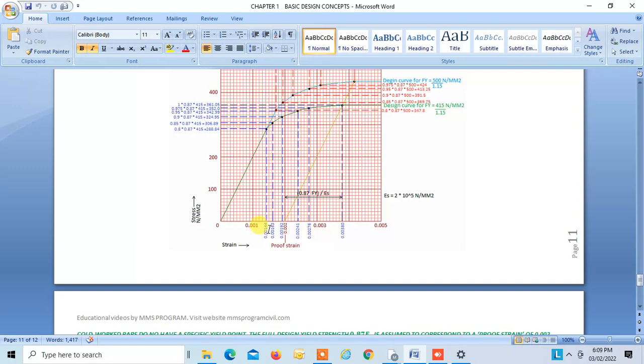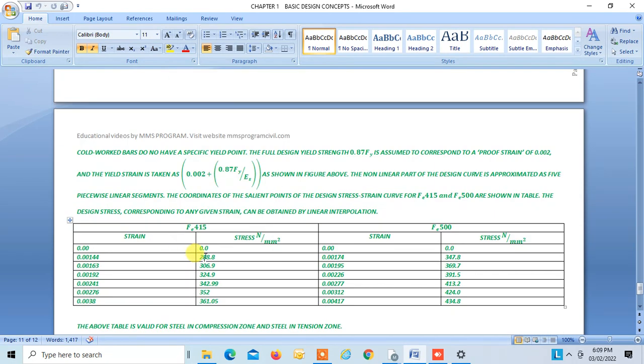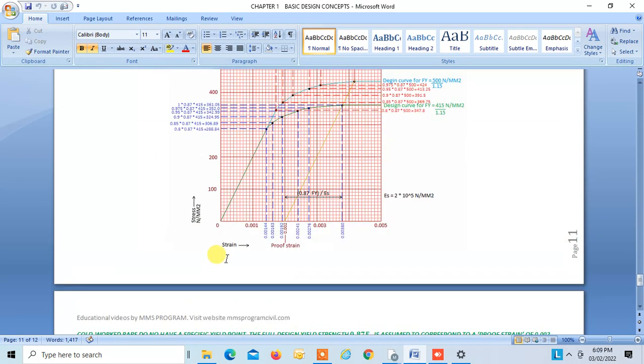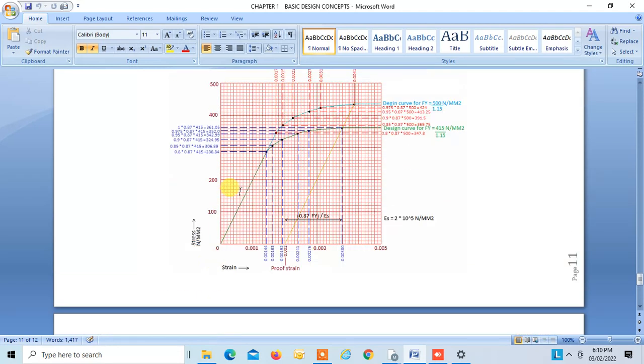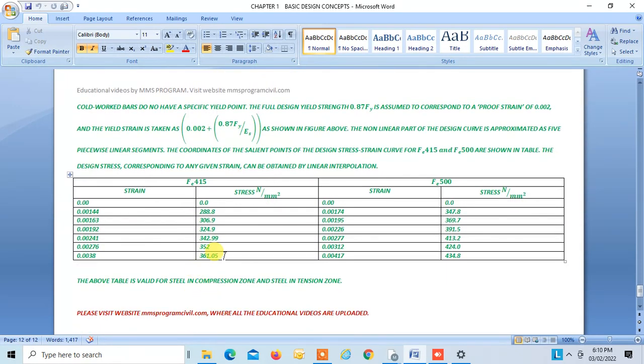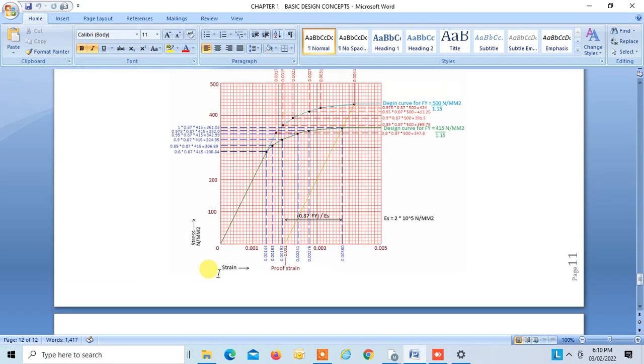When strain is 0.00144, the corresponding stress is 288.8. When your strain is 0.00163, the corresponding stress is 306.9, and so on. This is 0.0038, and you get the yield stress, that is 361.05. So this is how this design curve can be understood.